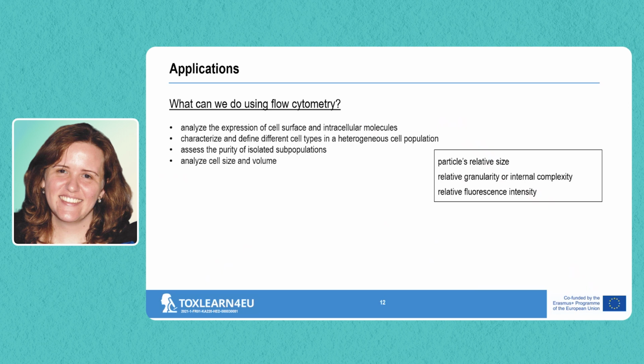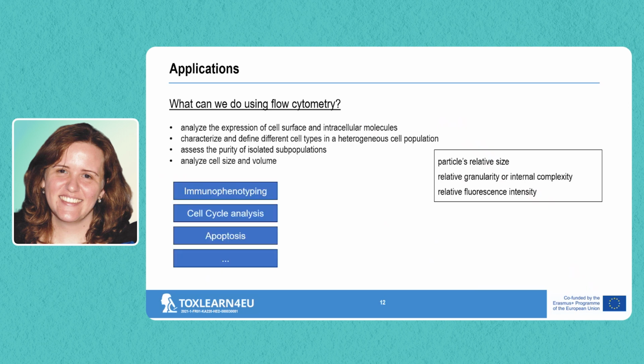So this means that by knowing this, you can see that we use them a lot, and probably the most common technique is actually immunophenotyping. But you can also use it for cell cycle analysis. You can use it for apoptosis detection. And you can use it for other applications, which I didn't put here because you will see them in more detail in the examples that we will present now.